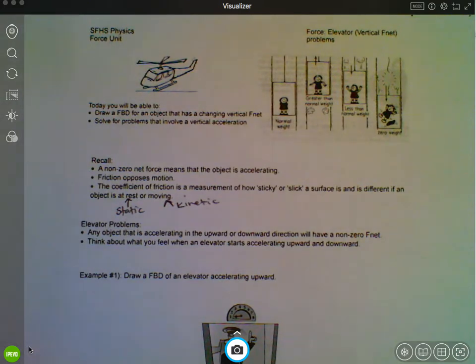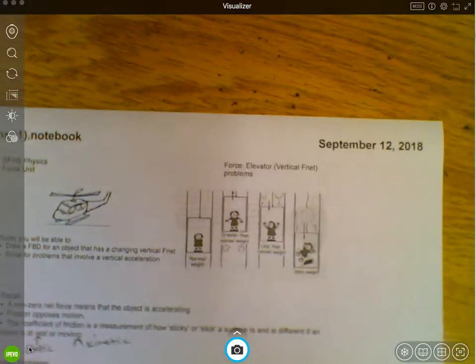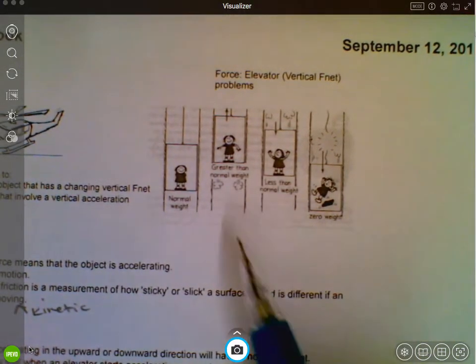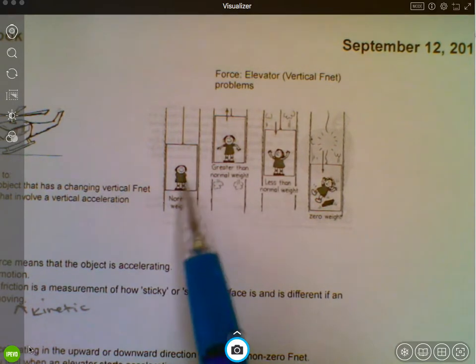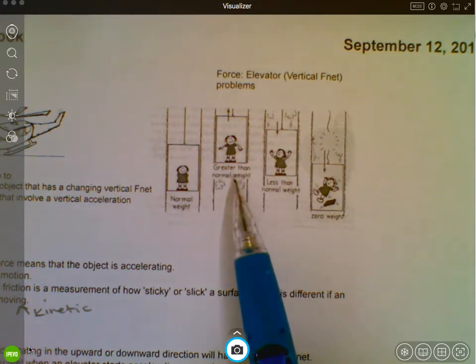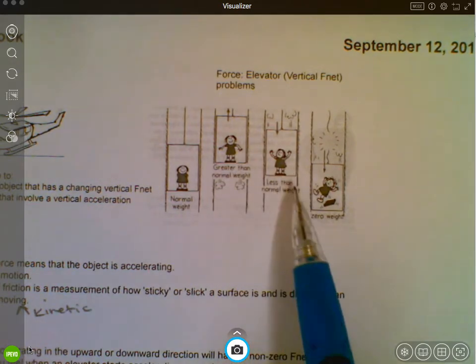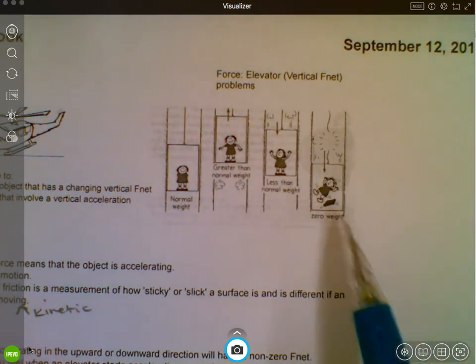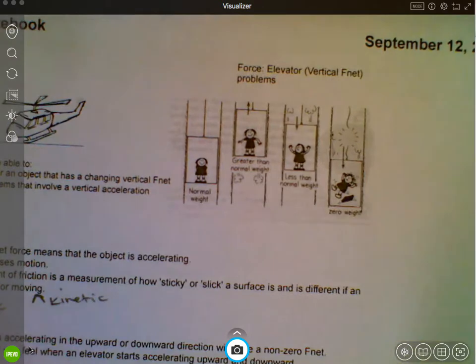Now, if the elevator cable broke, and that's what this little picture is, a cute little demonstration of this. If you are going at a constant speed, you would feel normal. If you were accelerating upward, then you'd feel greater than your normal weight. If you were accelerating downward, you'd feel less than your normal weight. And if the cable broke, you would have no weight, and both the elevator and you would be dropping at the acceleration of gravity, 9.8. You'd be in free fall. So that's the idea, and you've got to keep that in mind.